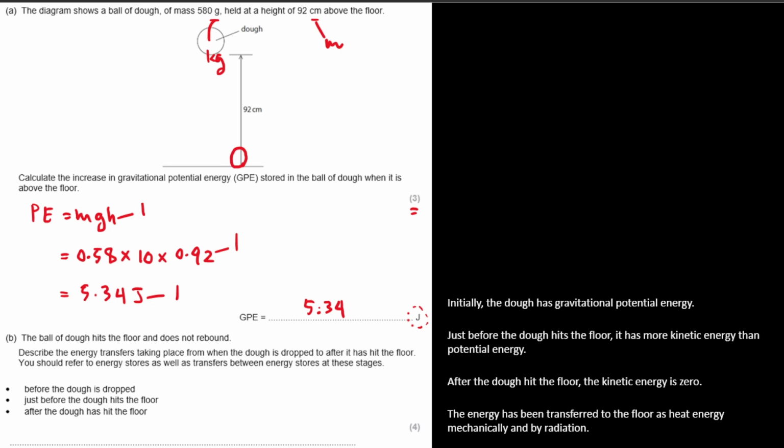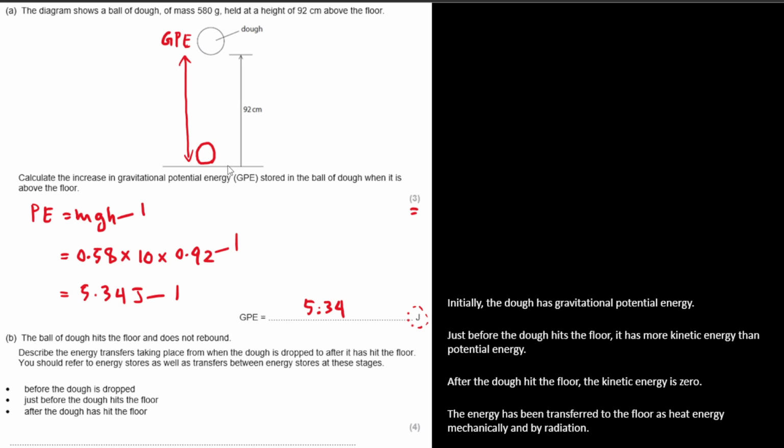Okay, so these 4 facts are what you should be talking about. Initially, the dough, because it has a height, will have gravitational potential energy, which is caused by gravity. It says just before the dough hits the floor, it's going to have more kinetic energy than potential energy, because kinetic energy at the bottom is larger than the gravitational potential energy at the top.